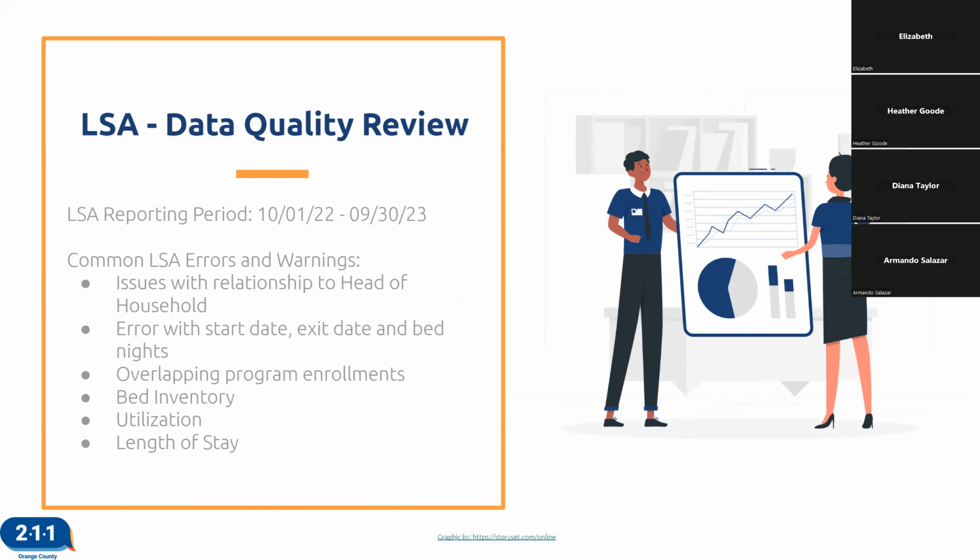The LSA reporting period is October 1st, 2022 to September 30th, 2023. Some common LSA errors and warnings are issues with relationship to head of household, errors with start and exit date, and bed nights for emergency shelters that offer night by night emergency shelter, and any overlapping enrollments, any errors with bed inventory, utilization, and length of stay.